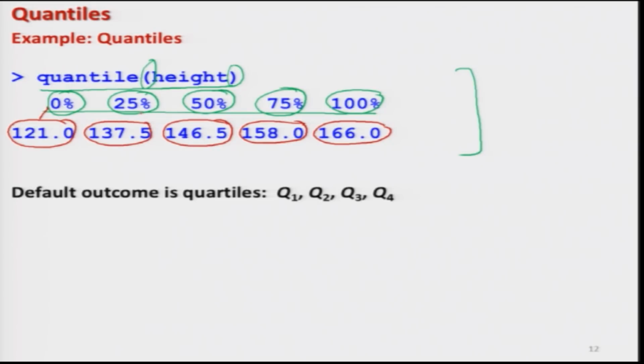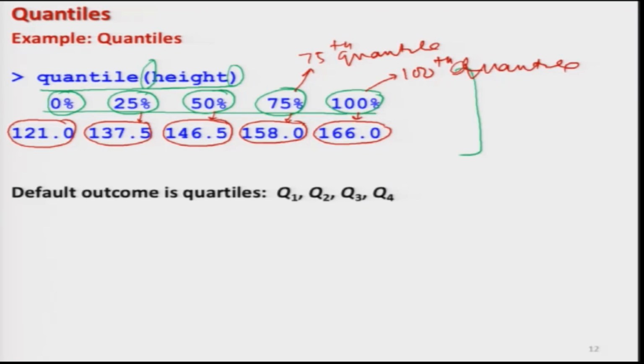And then the second value is denoting the value at the 25% quantile. The third value is denoting the value 146.5 at the 50% quantile. The 75% value is indicating the value 158.0, so this is indicating the 75th quantile. And the last value is indicating the 100th quantile, whose value is 166.